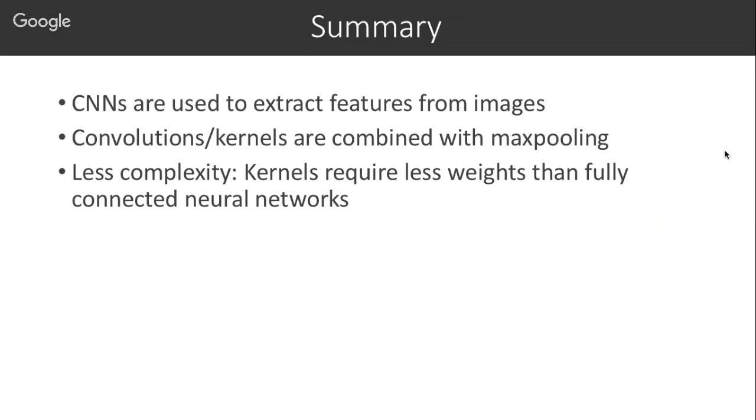So in short, the CNNs, the convolutional neural networks, are used for extracting features from images, and they are usually combined with max pooling in order to reduce the dimension. One of the advantages, besides extracting features, is that it requires less complexity when compared to connecting each one of the pixels to the network. Now you have, for example, a 3x3 kernel that is going through all the pixels of an image, so they are actually less complex. And okay, so that's the first video.